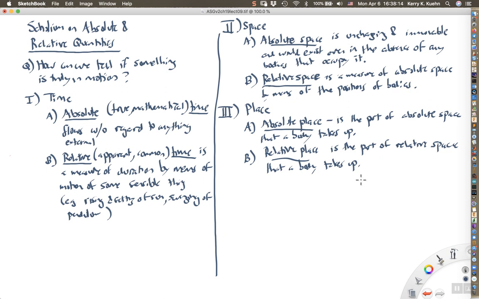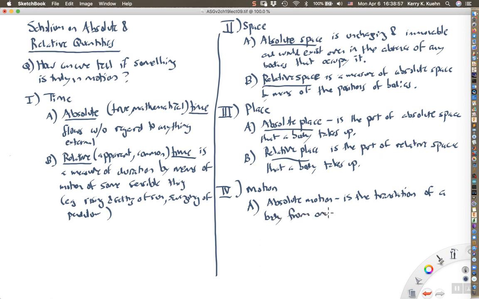And finally, we've talked about absolute and relative time, absolute and relative space, absolute and relative place, and finally let's talk about absolute and relative motion. Once again, Newton distinguishes between absolute motion, which he says is the translation or the motion of a body from one absolute place to another. Think of translation as like sliding along. The translation of a body from one absolute place to another.